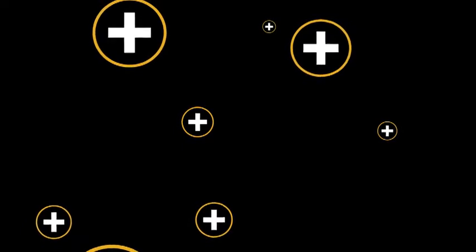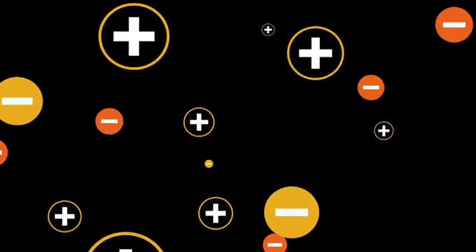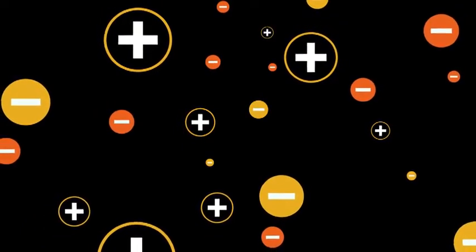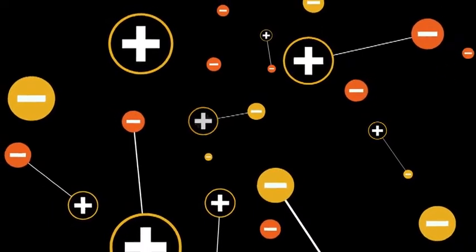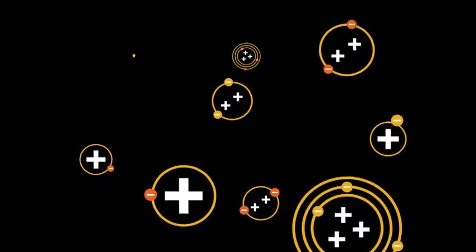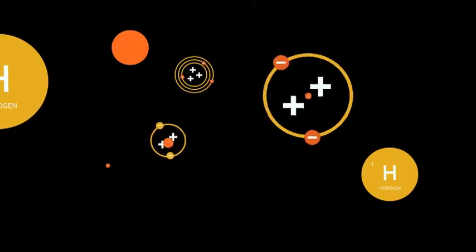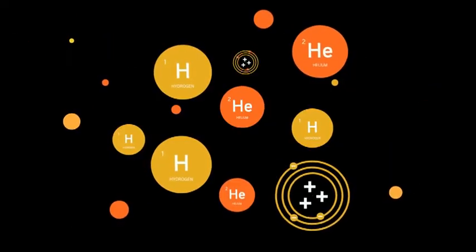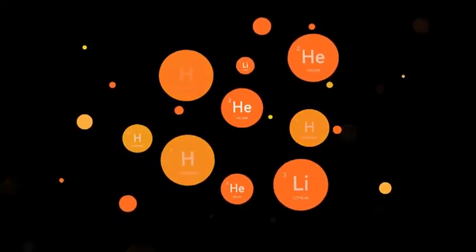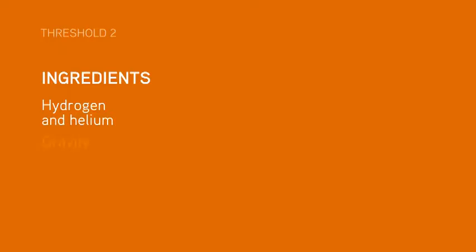By then, temperatures had fallen low enough for protons, which have positive charges, to link up with electrons, which have negative charges, and together they formed electrically neutral atoms, very simple ones like hydrogen, some helium, and a few slightly heavier atoms thrown in for good measure. The universe now contained vast clouds of these atoms. Add gravity, and now you have the ingredients for our second threshold, the formation of stars.